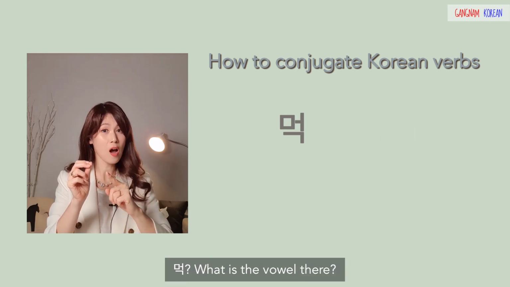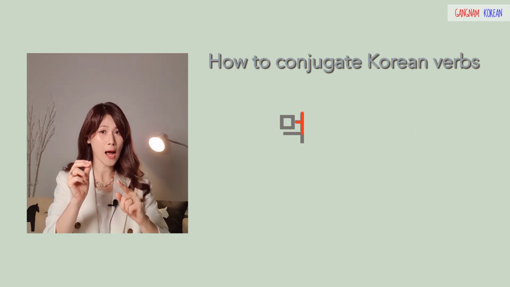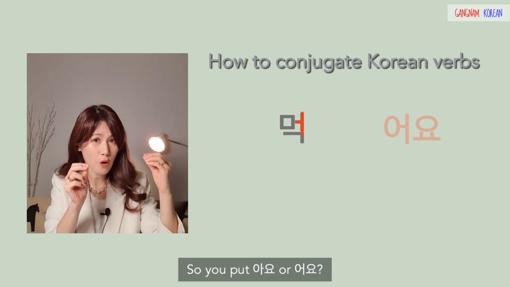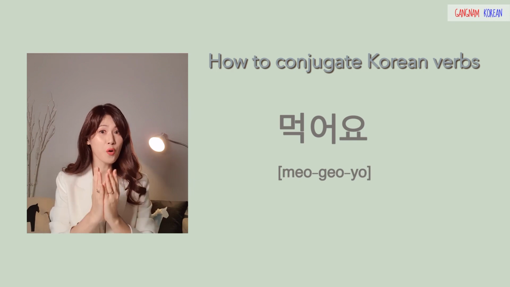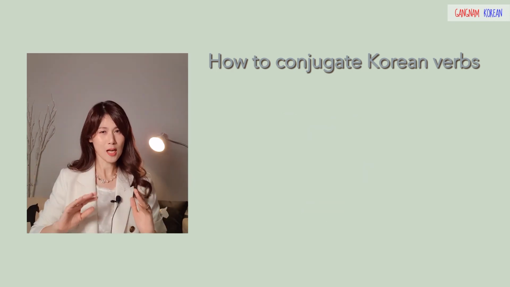So for instance, 먹다, remove the 다, and 먹, what is the vowel there? Which is not O or A. So you put 아요 or 어요? 어요, that's right. So 먹어요. Eat. Okay, let's conjugate some other verbs.